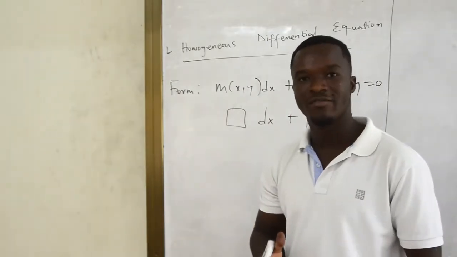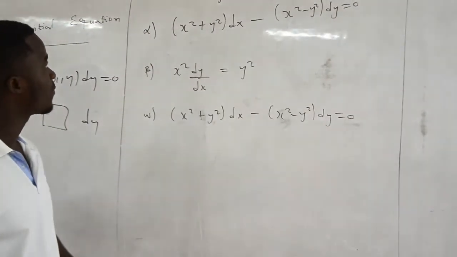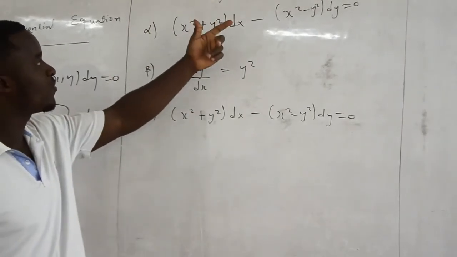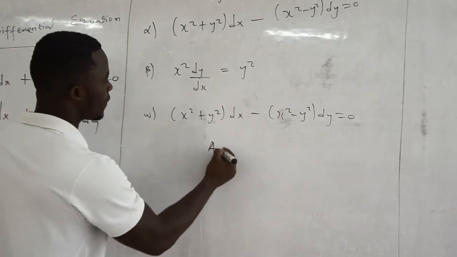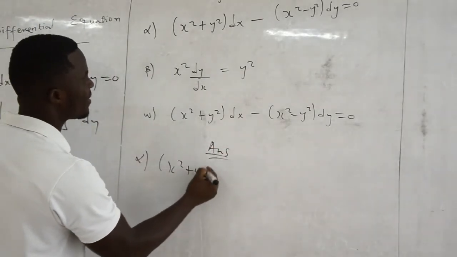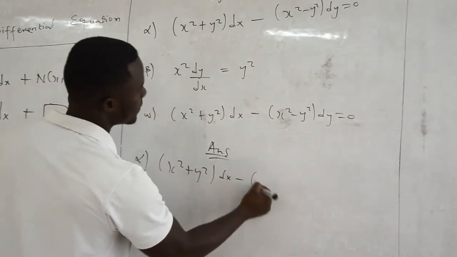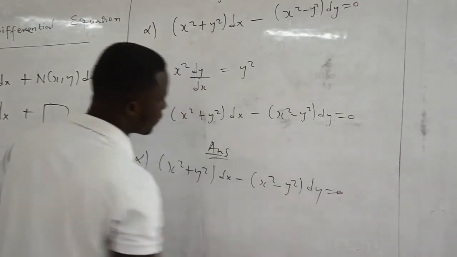Let's see whether everything will be okay. Thank you. So now we have this question: show whether the following differential equations are homogeneous. You have alpha, beta, and gamma. So first, we solve alpha. We have x squared plus y squared dx minus x squared minus y squared dy equal to 0.